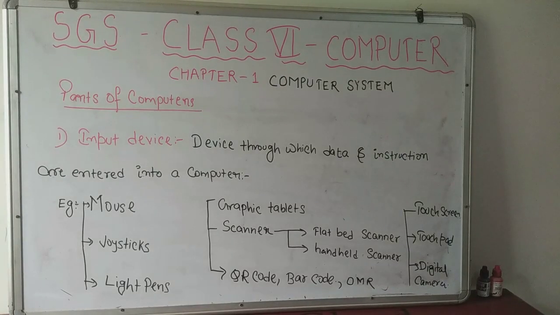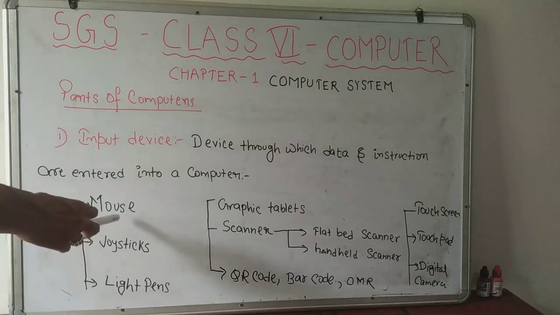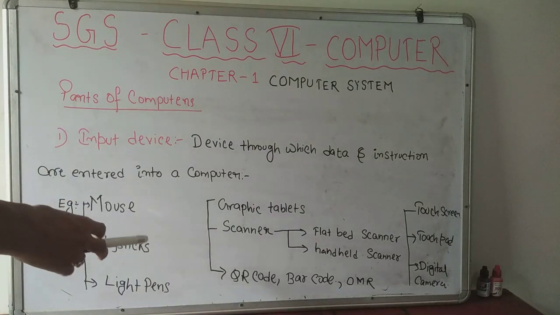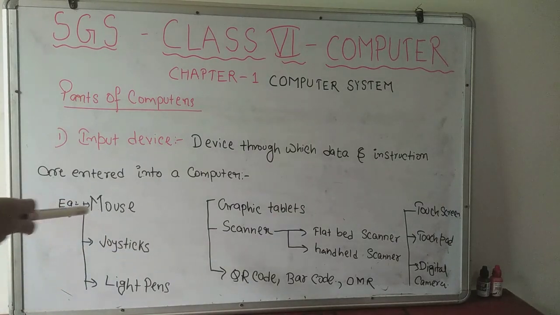Now we are going to read one by one various examples of input device. As you can see in the picture, various input device names have already been written on the blackboard. The first one is mouse. And what is the function of mouse? Mouse is a pointing device with 2 or 3 buttons. We give instruction to the computer by clicking the mouse.